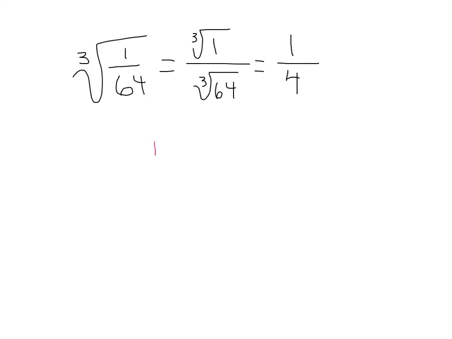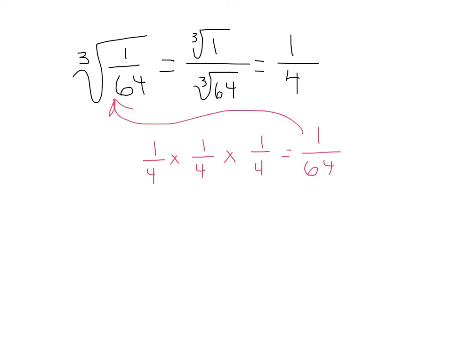And I could check this. What's 1/4 times 1/4 times 1/4? 1 times 1 times 1 is 1. 4 times 4 times 4 is 64. So here, do I have what I had underneath the cube root? Yes, I do, so it checks.